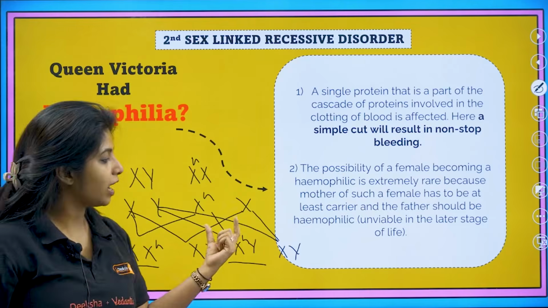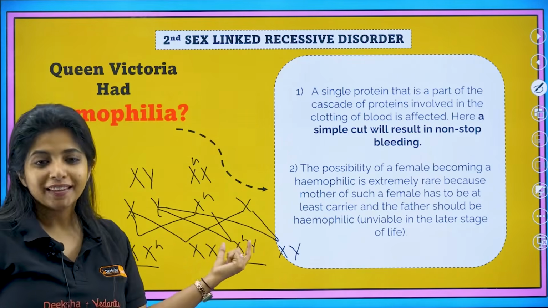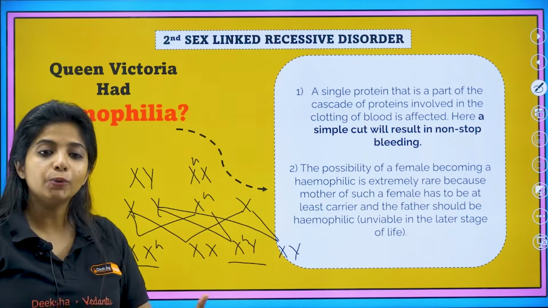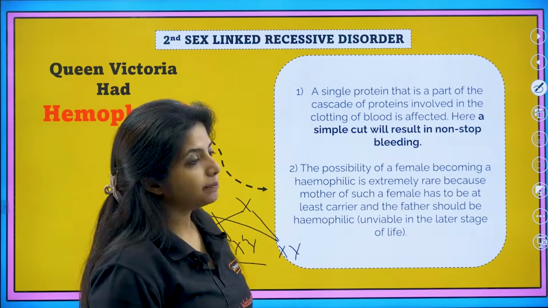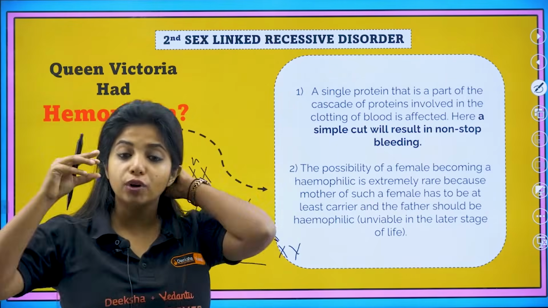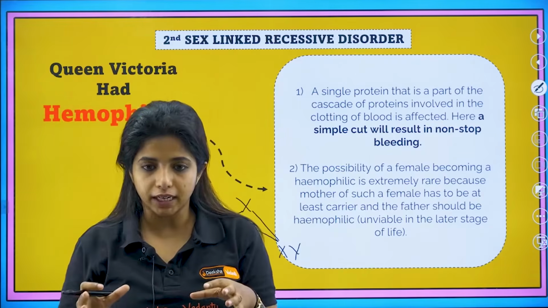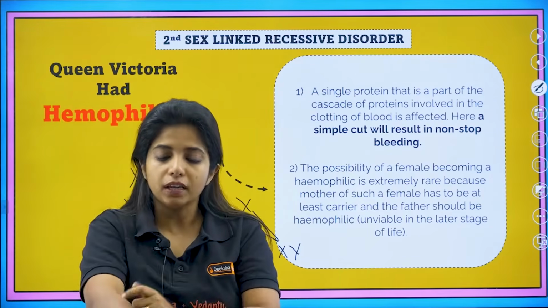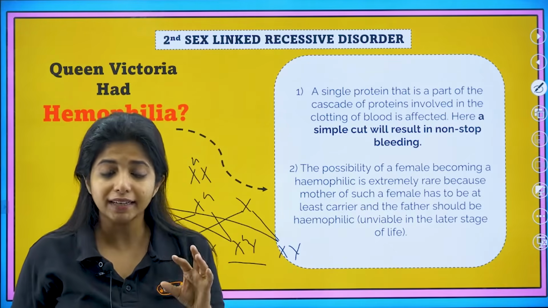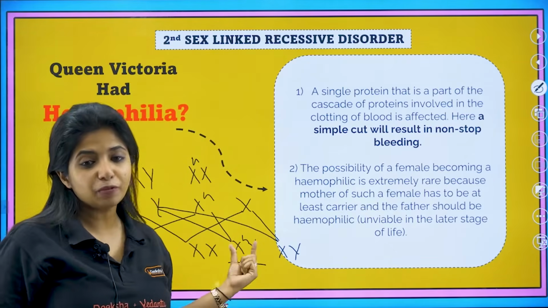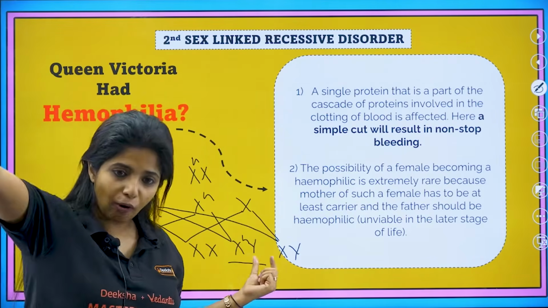If you have color blindness, my dear, you won't be able to see the color. But if you have hemophilia, it is not a disease that will let you live. Because in hemophilia the gene that codes for a clotting protein is getting affected. And if clotting is not happening, if you get a simple cut, you will keep on bleeding forever. So obviously, if a guy has hemophilia, he would not be able to survive for long.